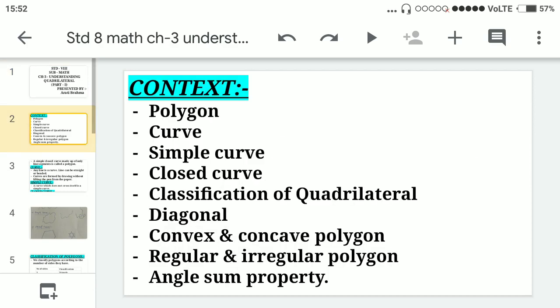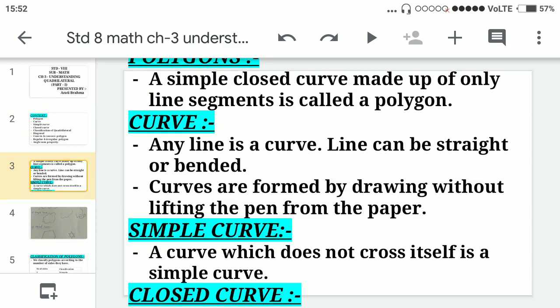Okay, so in this chapter, we're going to study polygon, curve, simple curve, closed curve, classification of quadrilateral, diagonal, convex and concave polygon, regular and irregular polygon, and angle sum property. So let's begin one by one.